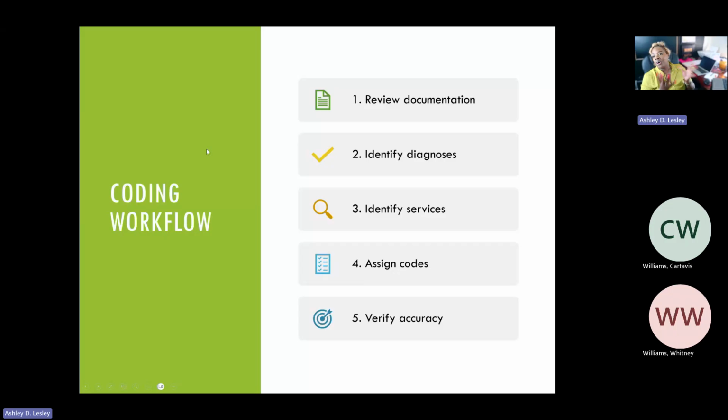All right, so the coding workflow. There are five important steps of the coding workflow. The first thing you want to do is review the documentation. I know this might sound boring, so you're like, what is the documentation? Let me start from the beginning. The patient comes in, we check that patient in, right? Either they call in an appointment and we got them checked in, or they came into the emergency room and we got them checked in. Either way, the patient has arrived.